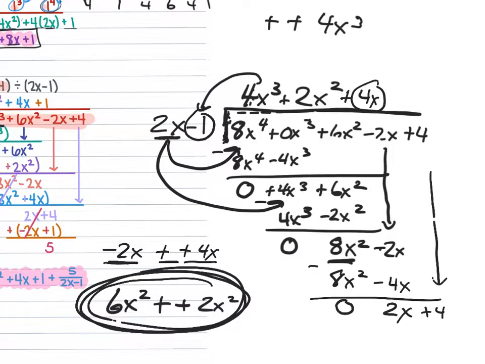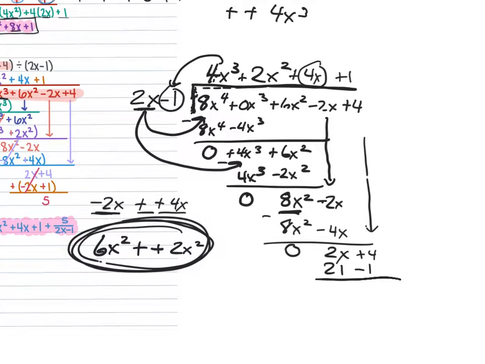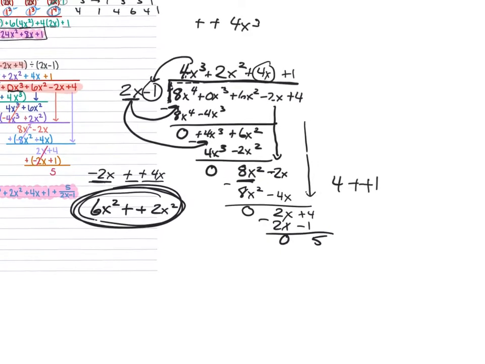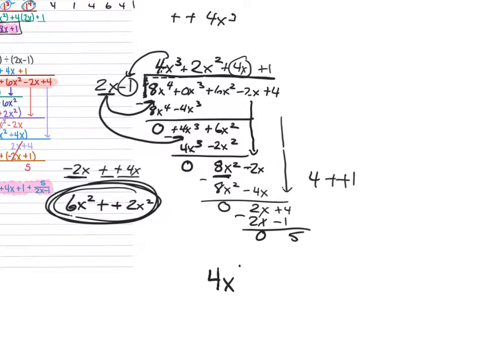2x goes into 2x one time. 1 times 2x is 2x. And 1 times negative 1 is negative 1. We are nearing the finish line here. 2x minus 2x is 0. And 4 minus negative 1 gives me 5. So our final answer is 4x cubed plus 2x squared plus 4x plus 1. What is my remainder? Just 5? So it would be 5 over 2x minus 1.